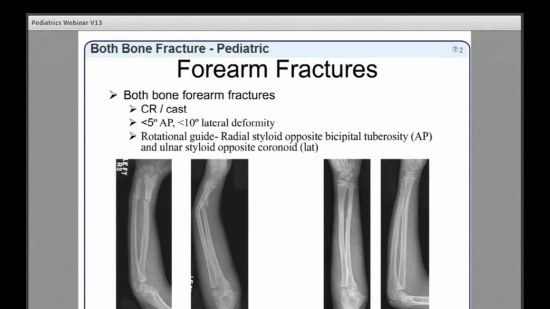So on the AP view, you can see after reduction and healing on those right 2 films, the bicipital tuberosity is pointing medially, and the radial styloid is pointing laterally, and they're 180 degrees from each other. On the lateral view, you can see that the ulnar styloid is opposite the coronoid process, and on the far right radiograph, you can see that that's the case as well.